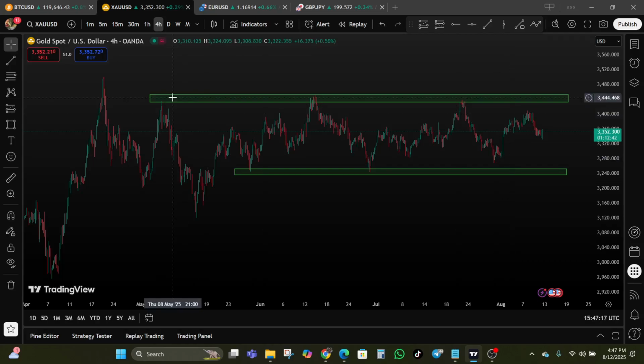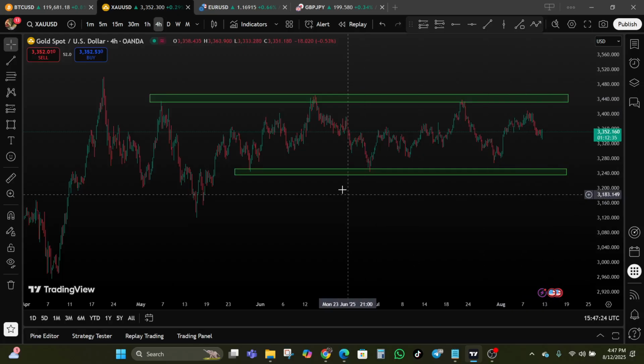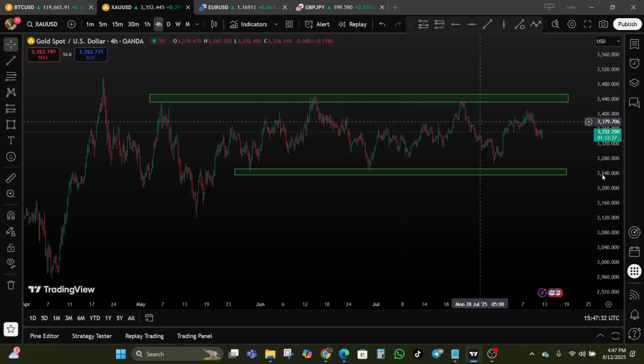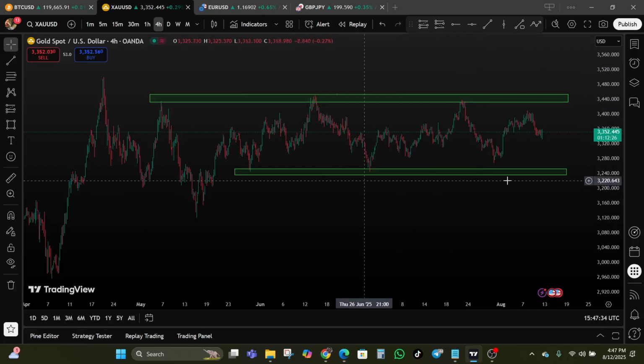So you need to identify your resistance zones, identify your support zones. Support is where price tends to bounce upward, and resistance is where price struggles to break higher. Price is finding it difficult to break above here. Price is finding it difficult to fall below here.